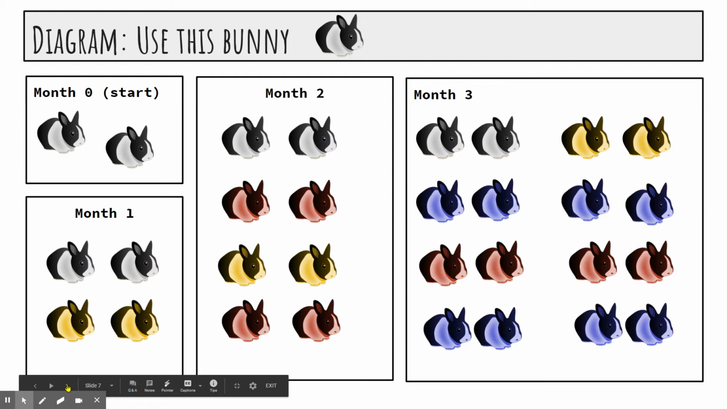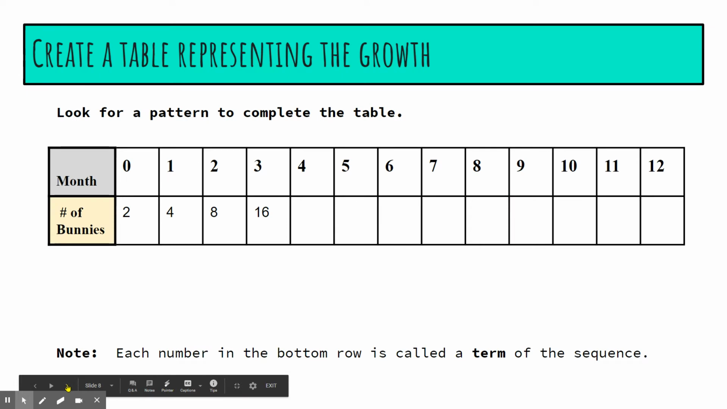Okay? So we're going to look at the table, and you can see we have 2, 4, 8, 16 already filled in. We need to look for a pattern so we can complete this table, because drawing a bunch of rabbits, or even digitally placing a bunch of rabbits in squares, can grow quickly and take a lot more time. So if we can come up with a pattern and figure out how we go from 2 to 4 to 8 to 16, then it'd be easier to fill in this table.